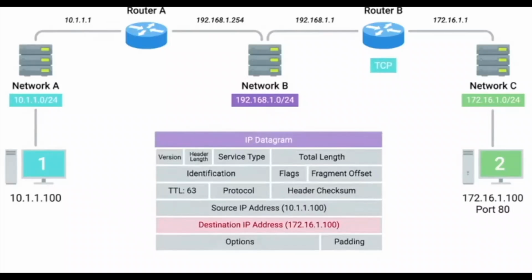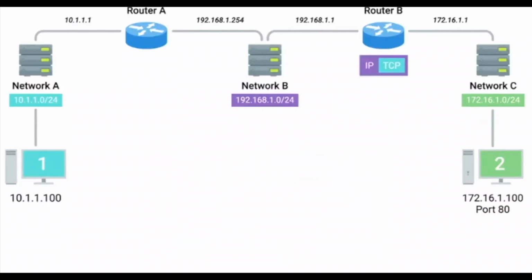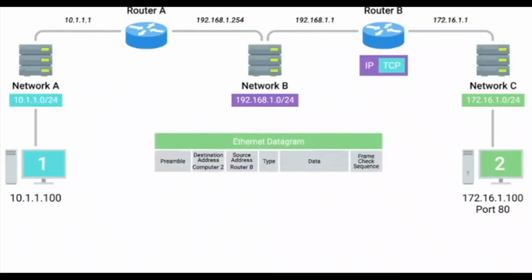Looking at its routing table, router B sees that the destination address of computer 2, or 172.16.1.100, is on a locally connected network. So it decrements the TTL by 1 again, calculates a new checksum, and creates a new IP datagram. This new IP datagram is again encapsulated by a new Ethernet frame, this one with the source and destination MAC address of router B and computer 2.